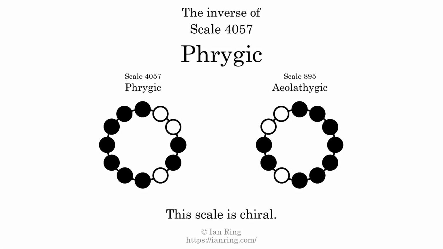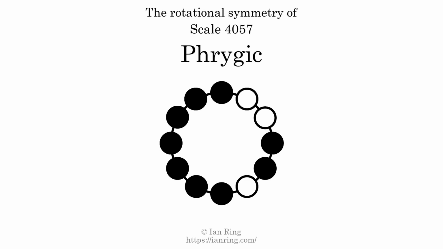The inverse of a scale is a mirror image. It is what you get when the sequence of intervals is reversed. The inverse of this scale is scale 895, also known as Phrygic. This scale is chiral. It cannot transform into its inverse by rotational transformation. This scale has no rotational symmetry.